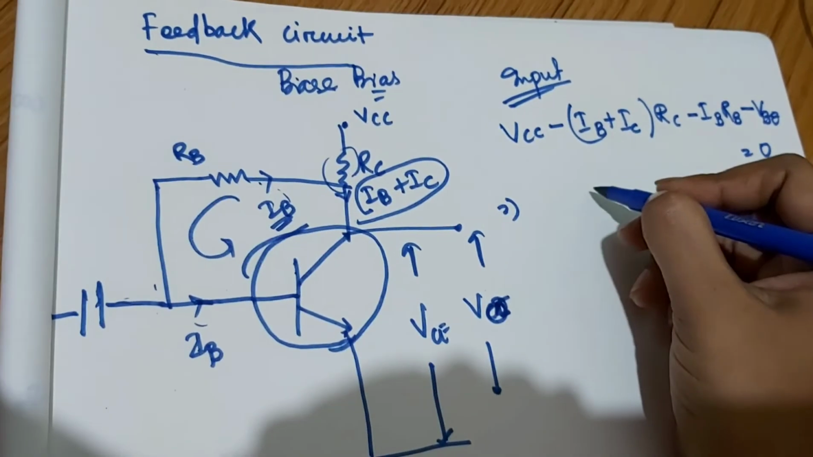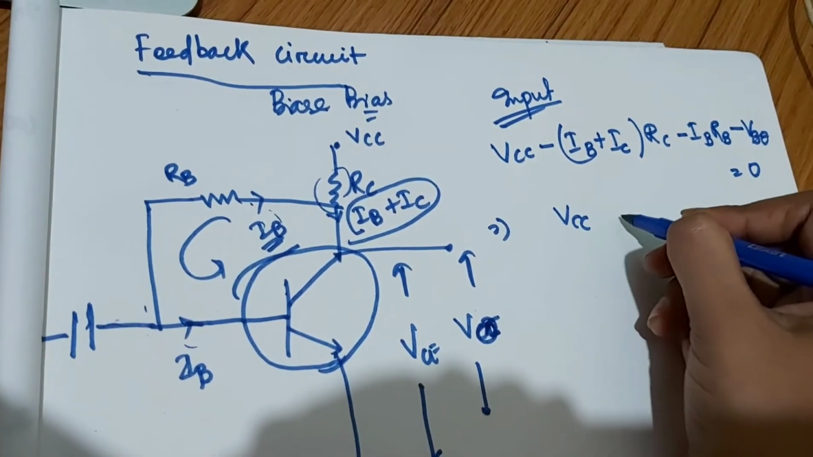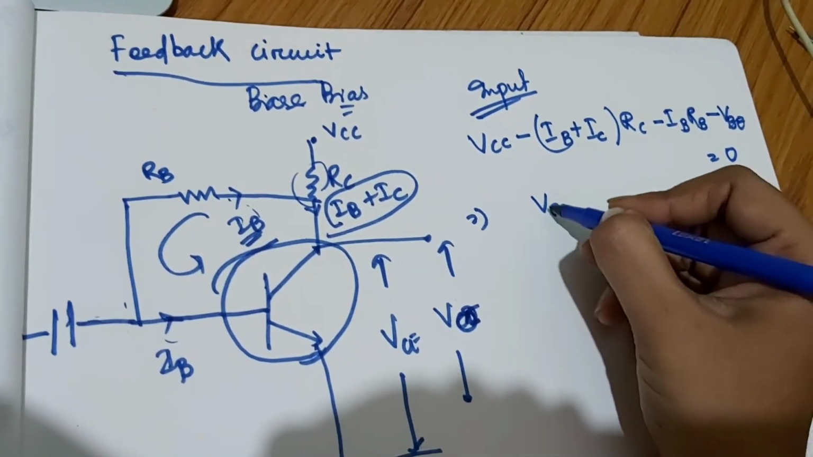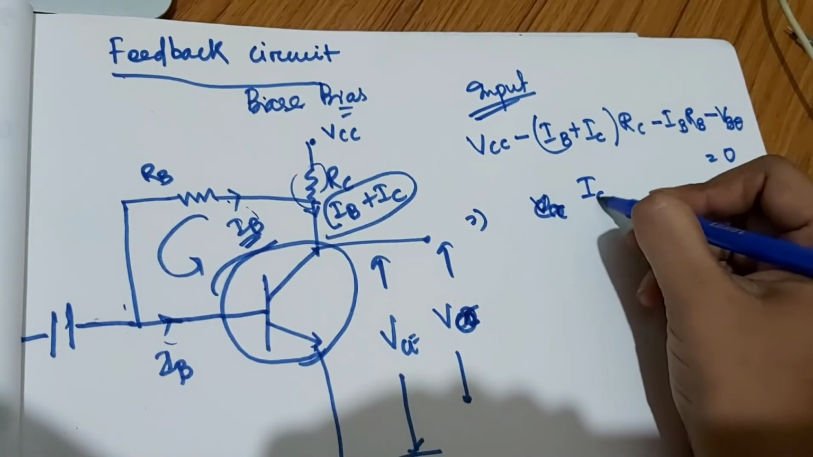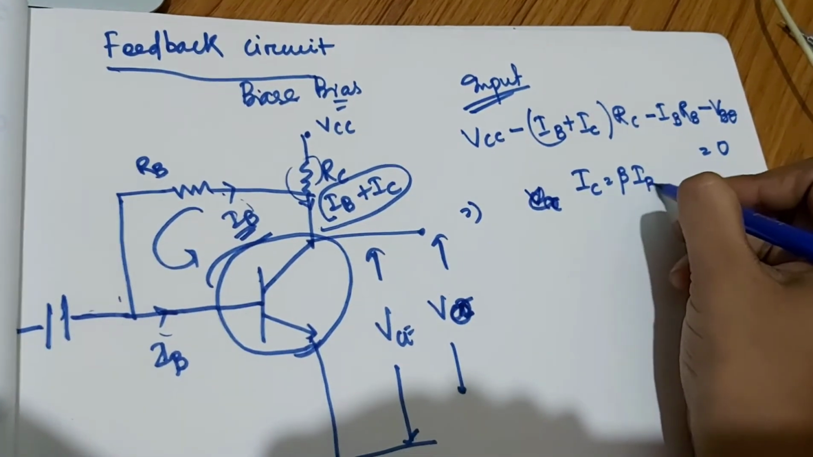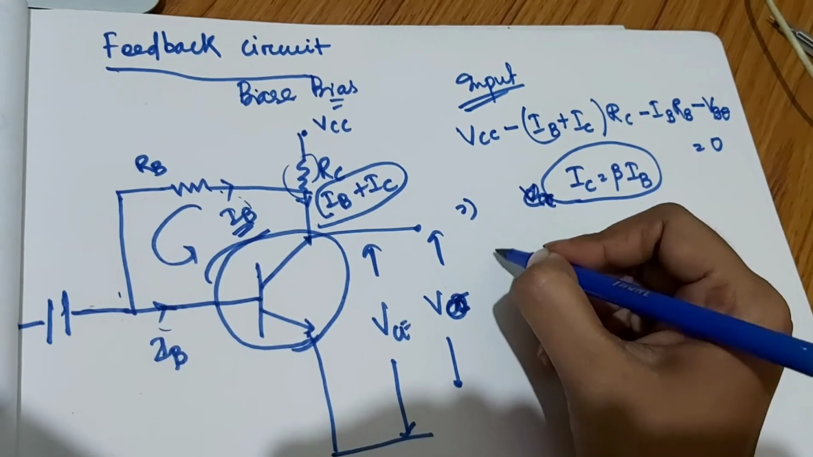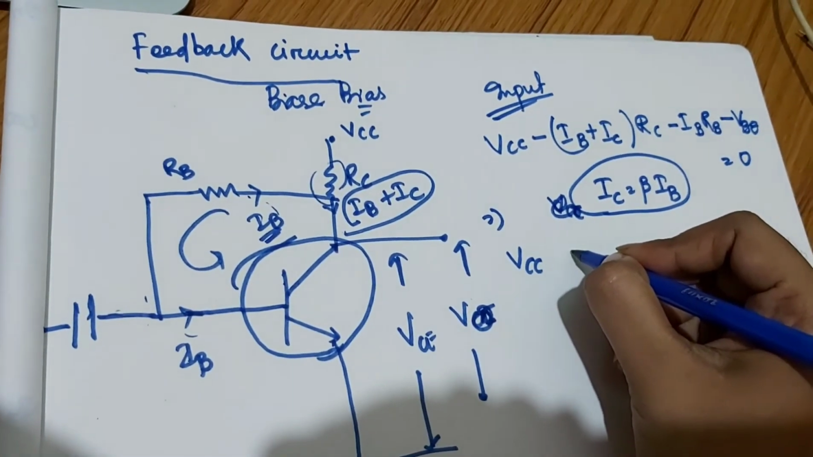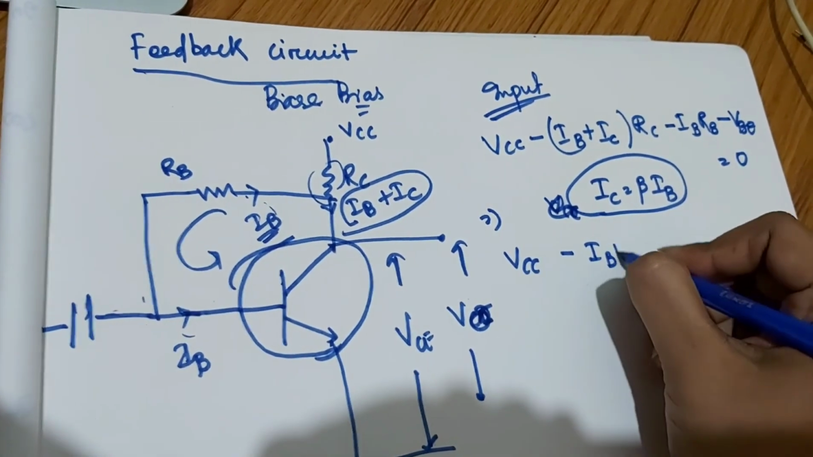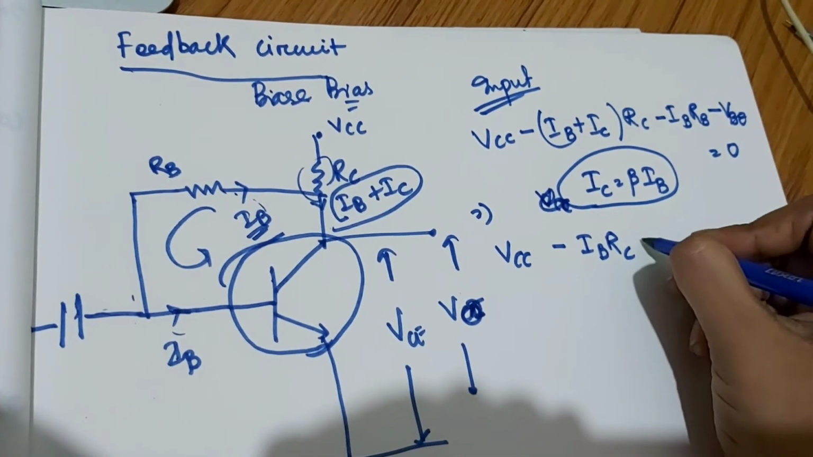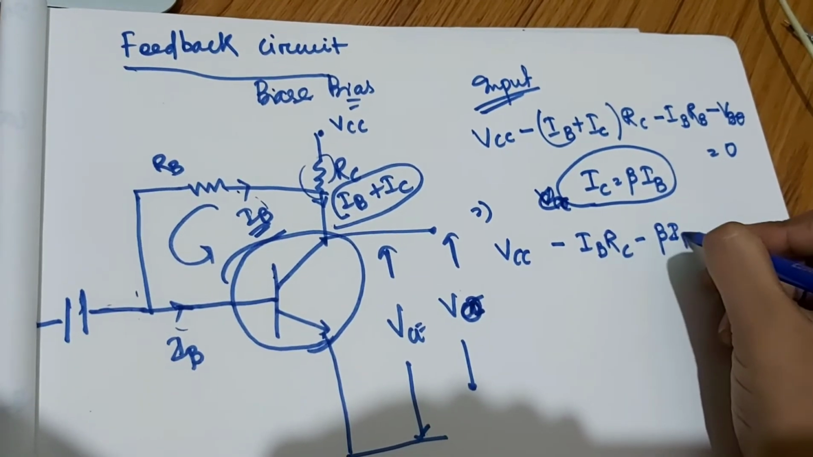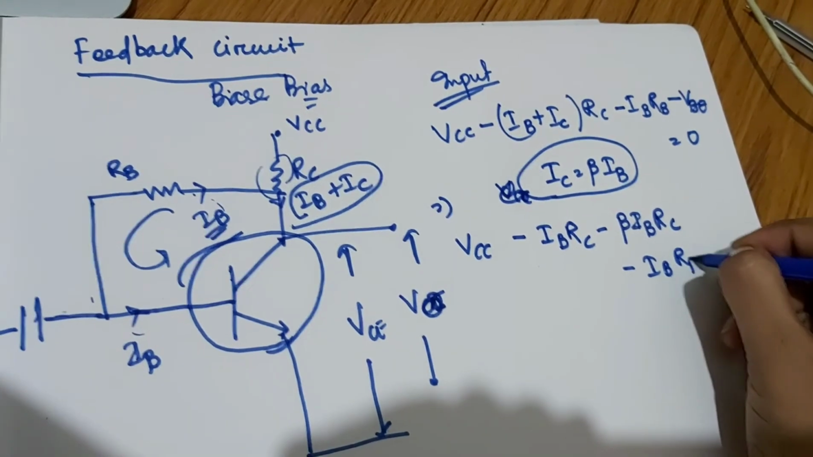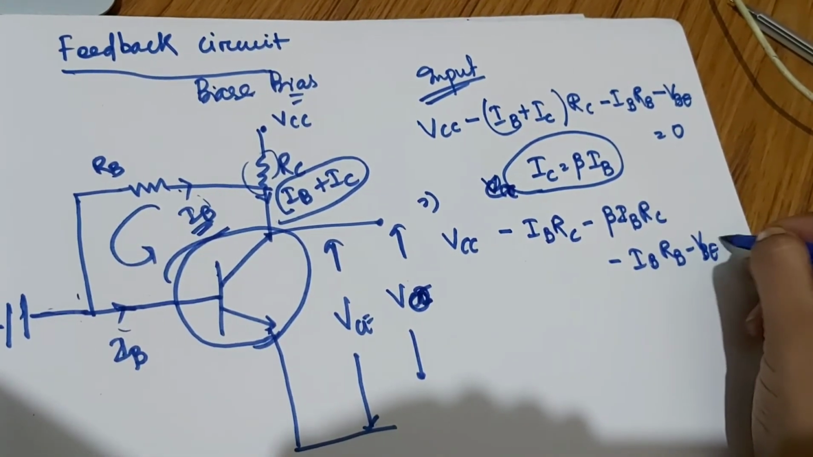So from this I can write VCC. What is IC here? In this case, IC is equal to beta IB. Substituting this, I get VCC minus IB RC minus beta IB RC, minus IB RB, minus VBE equal to 0.